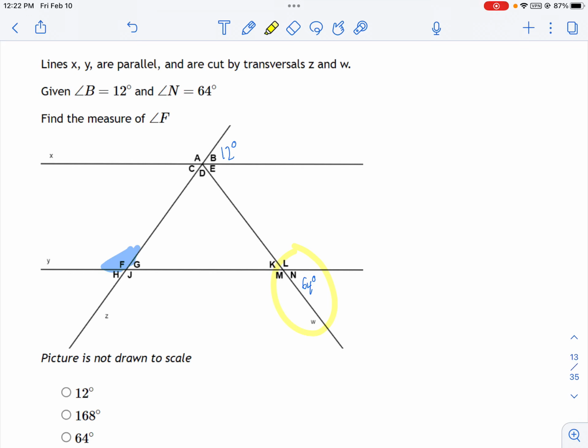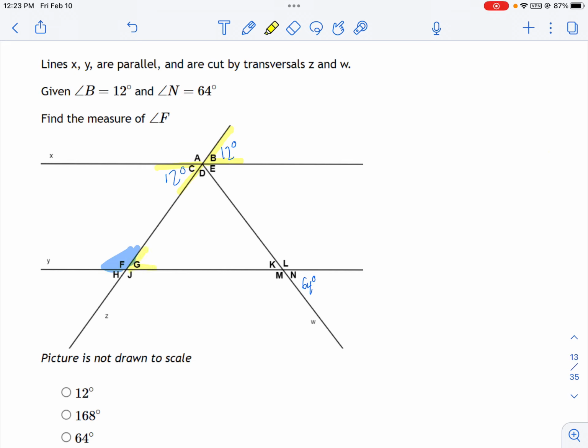Now, where we can go from here is you could say, all right, well, we know that there are four congruent angle theorems when it comes to parallel lines and transversals. The first one is what we call vertical angles. If you have angles that are directly vertical of each other, they have to be congruent. So that means B and C, they are vertical angles. They must be congruent, the same. They're both 12 degrees.